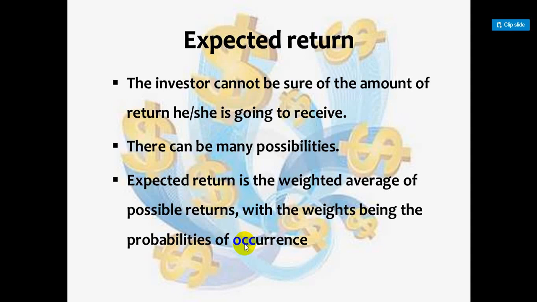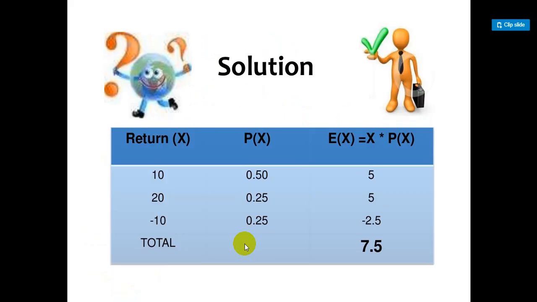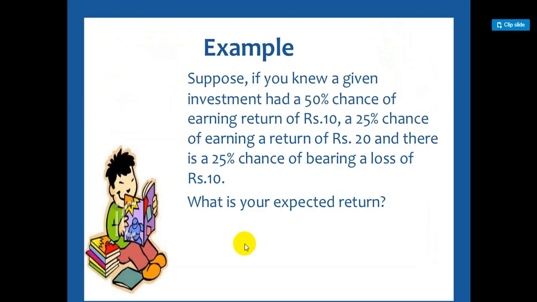So possible returns, it could be like out of 100%, 80% I may get positive returns, 20% I may not get positive returns as such. So expected return is nothing but the weightage of those possible returns as such. So this is the formula what we have used also. Just go through your first chapter, you will come across all this, expected return. And if you see this, you multiply the probability.